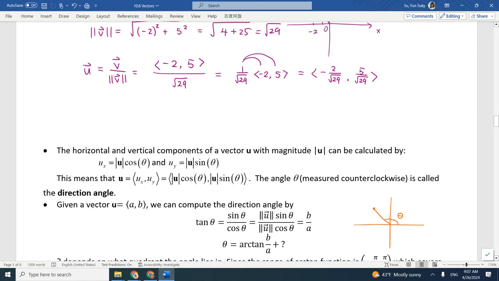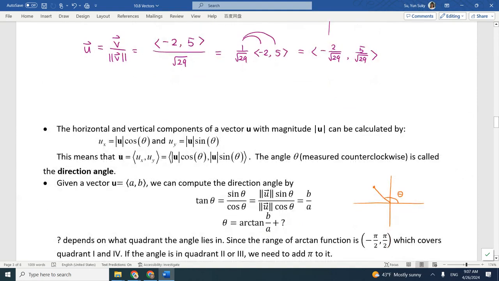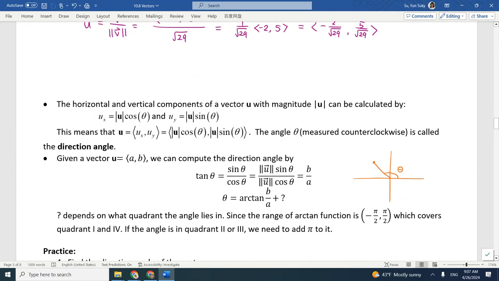Okay, good. Next, let's talk about the horizontal and vertical components of a vector u with magnitude. This notation, I should use double absolute value, can be calculated by... Okay, so let's look at the picture. The u vector has two components, ux and uy.